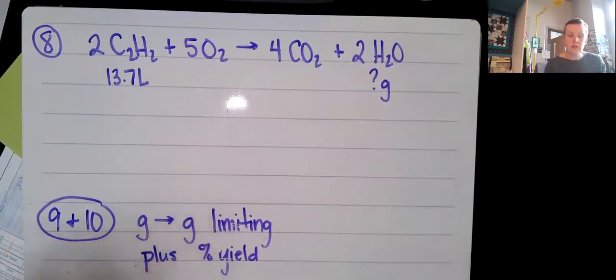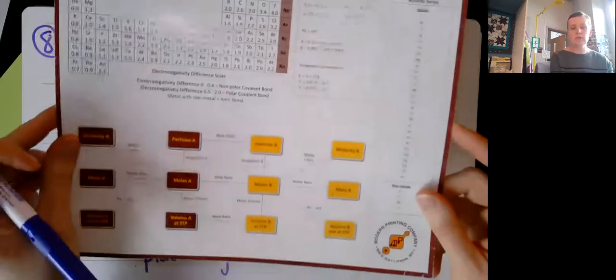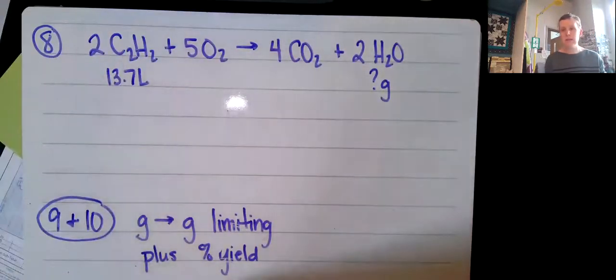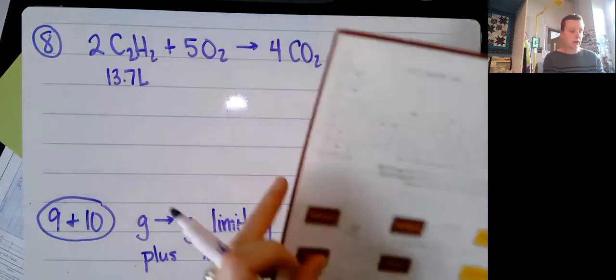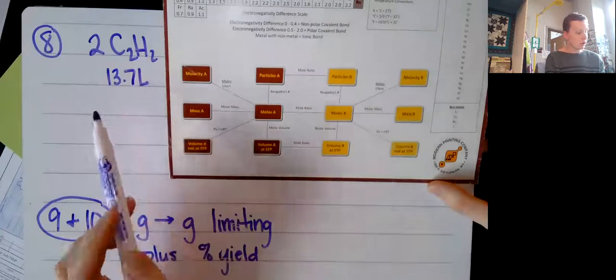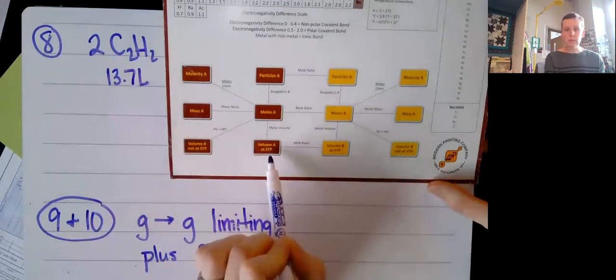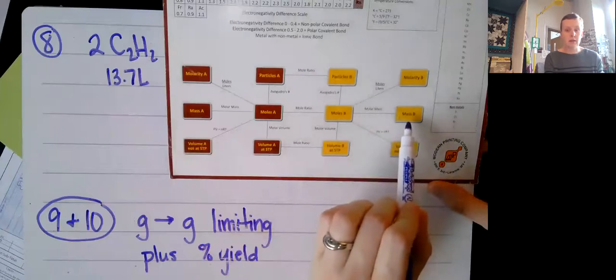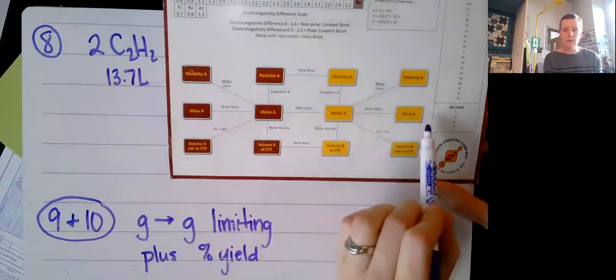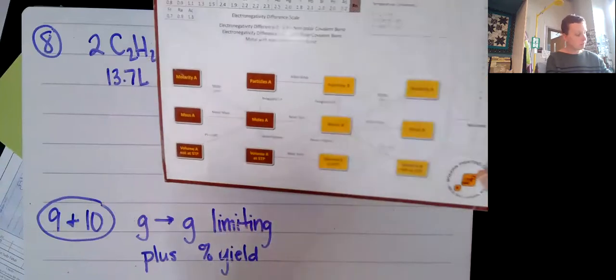All right, number 8. This one says you have 13.7 liters of C2H2 reacting, and they want to know how many grams of water are produced. Again, use your mole map. Also, this isn't a limiting reactant problem. This is a simple problem, just one stoichiometry calculation. We have liters of C2H2, volume at STP. We are looking for grams of water, mass of B. So we're going to go from volume of A at STP up and over to mass of B.